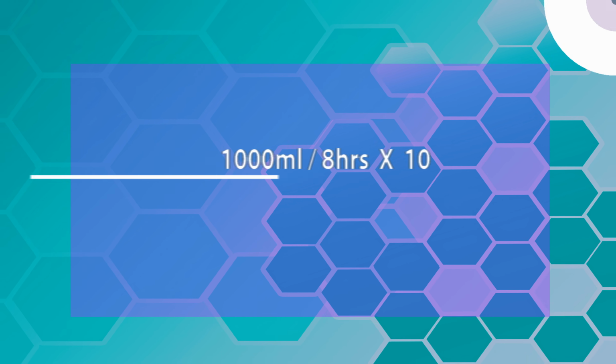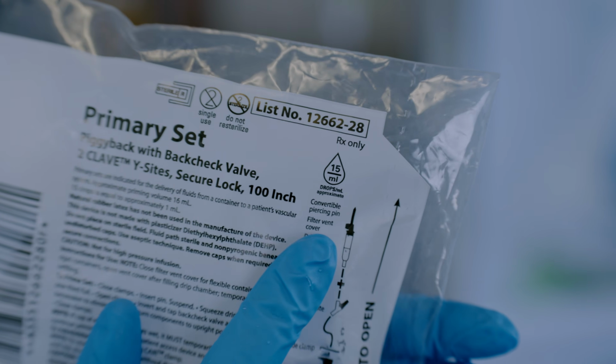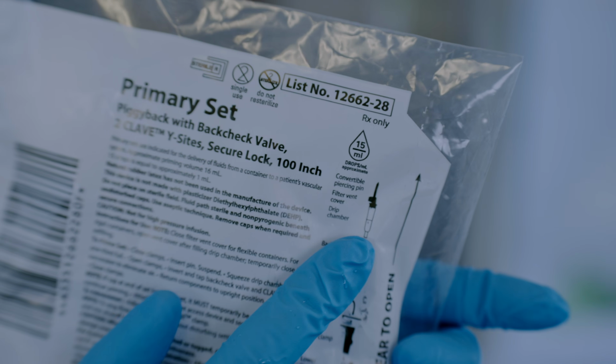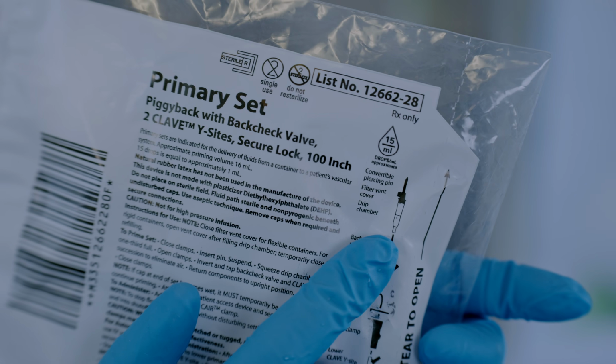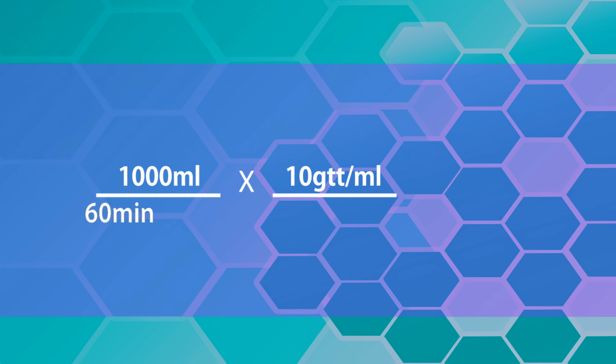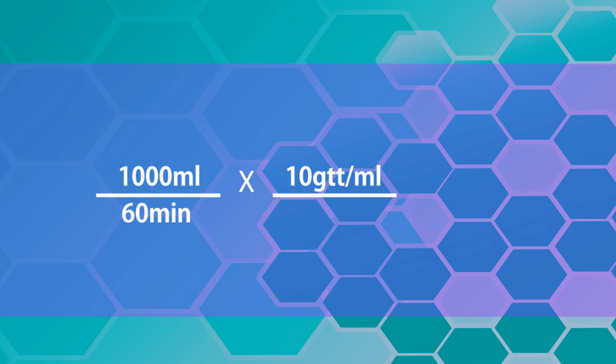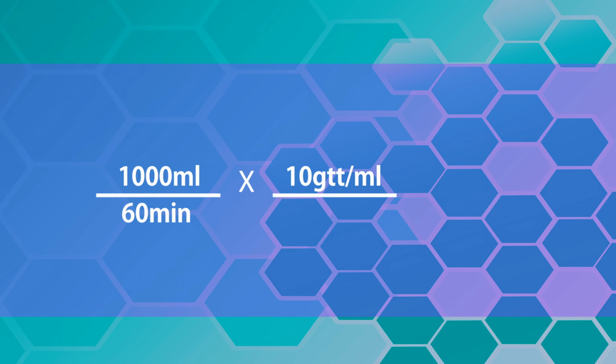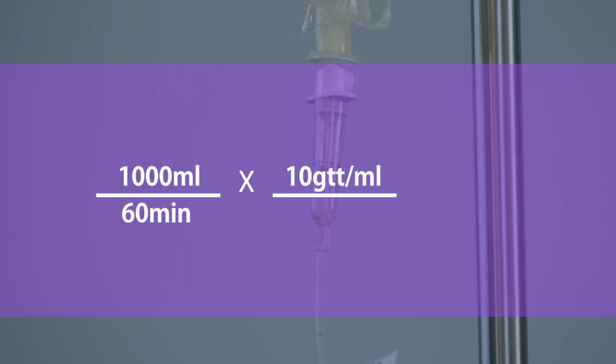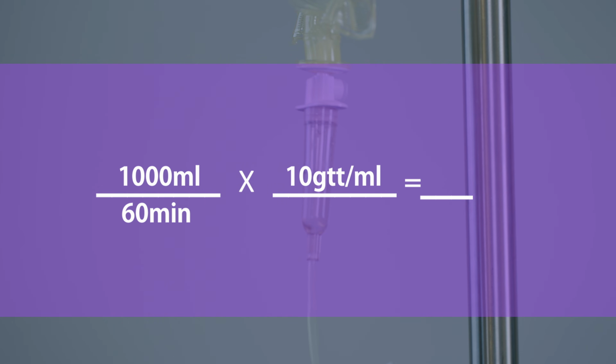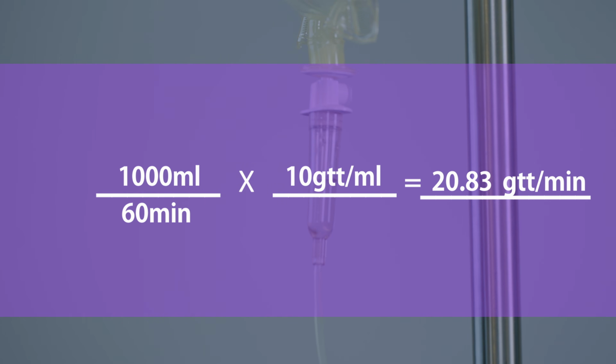And how can you find those drop factors? By looking at the back of the IV tubing. Every package will display the drop factor. Divided by time, which is 8 hours. So you have to convert your 8 hours into minutes, because in this formula, the time has to be in minutes. So if you do your calculation, your drop rate is going to come to 20.83.